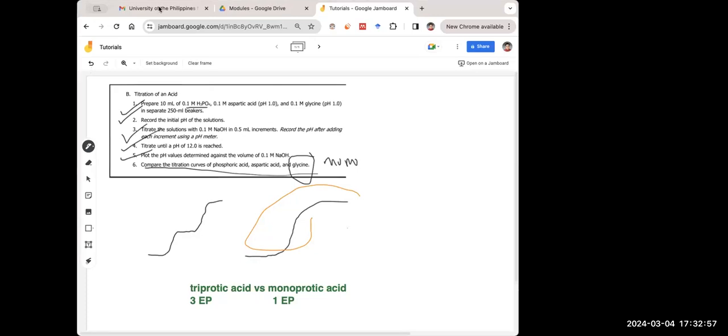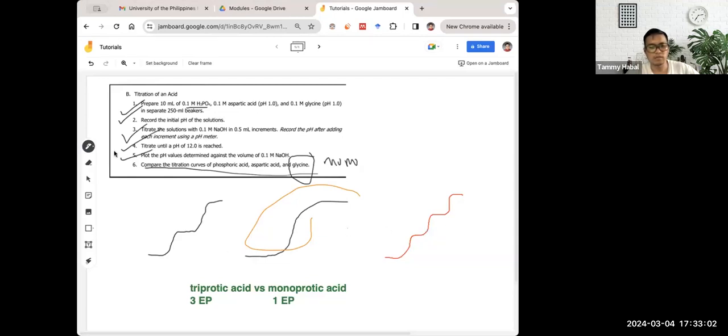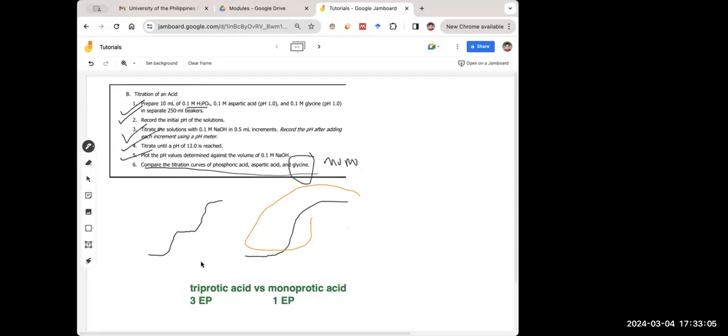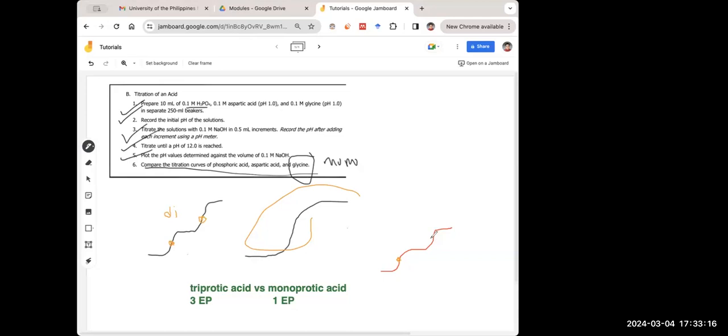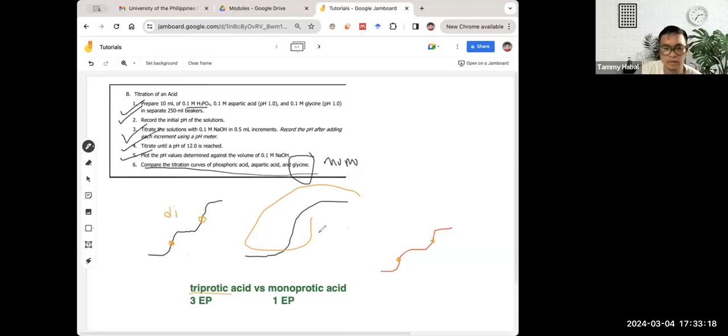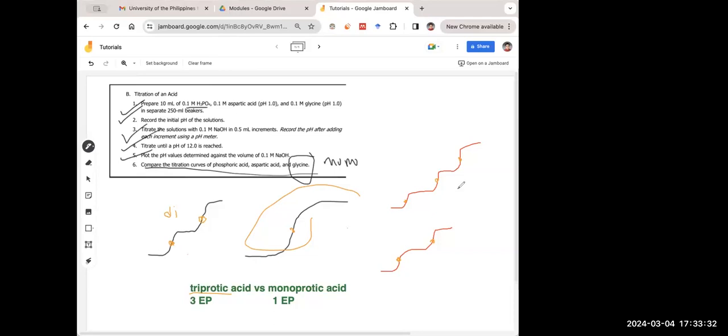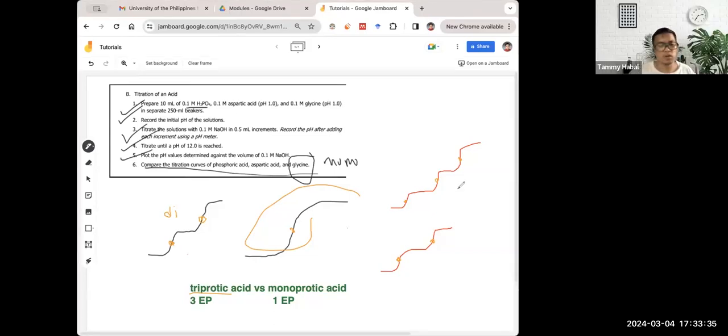One, two, three. Mali yan. Diprotic lang, not triprotic. Okay, so this is one. Ay, sorry, this is your diprotic pala. Oh, I like this, this is correct. This is diprotic. Oh, you do the triprotic, you do the diprotic. Okay, so this is 1, this is 2, and this is 3. Oh, very good. That would be the behavior of your titration.